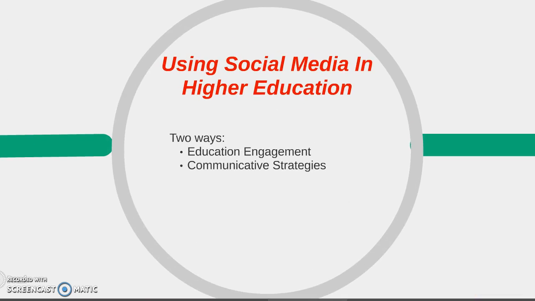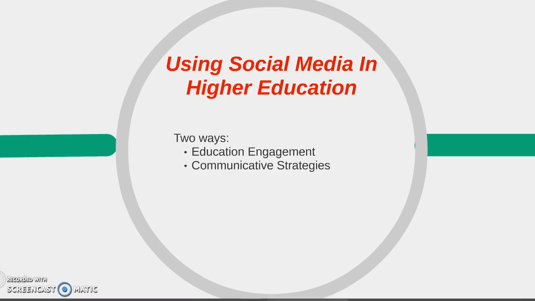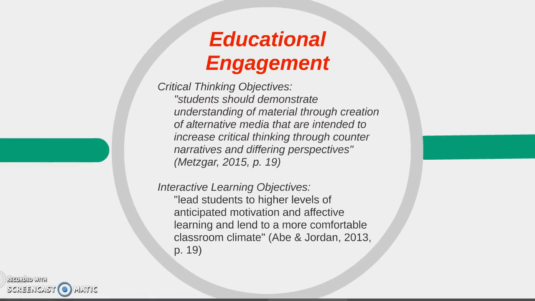So there are two ways to use social media: educational engagement and communicative strategies. I'm going to be focusing on the educational engagement. This just talks about the two main ways that social media can have an impact within higher education with educational engagement, which is through critical thinking objectives and interactive learning objectives.